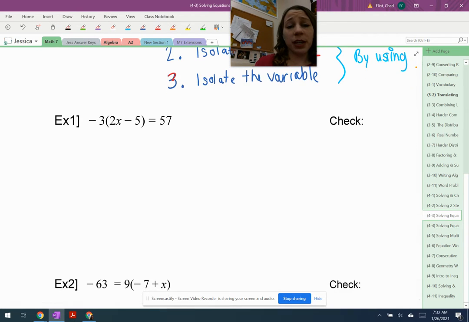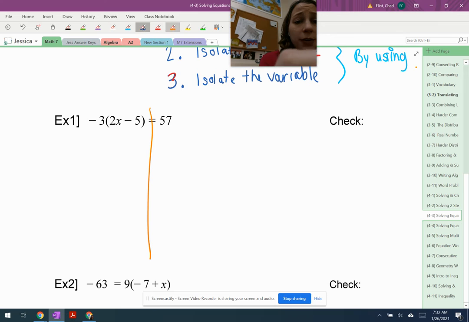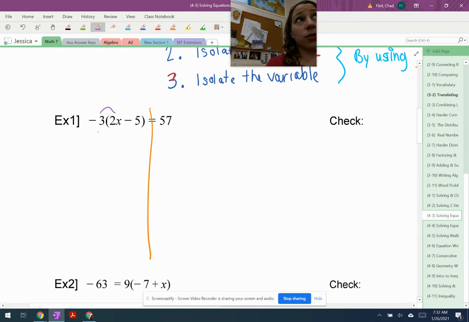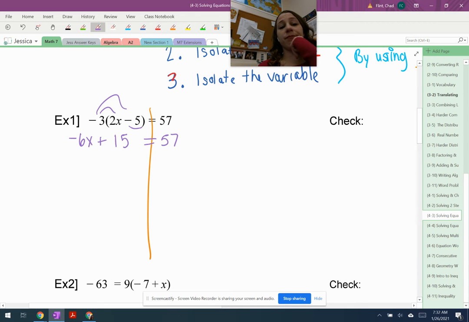I'm also going to start with my typical drawing my line down the equal sign so I can keep that balance. Okay, so I'm going to start that simplifying process. -3 times 2x is a -6x. And -3 times -5, that negative belongs to that 5, or that minus sign is attached to that 5, gives me a positive 15 equals 57.